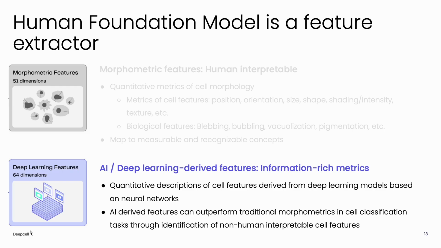Deep learning features are information-rich metrics of cell morphology with powerful discriminative capabilities, but they may not be human interpretable. They are quantitative descriptions of cell features derived from deep learning models based on neural networks. Of note, AI-derived features can outperform traditional morphometrics in cell classification tasks through identification of non-human interpretable cell features. Hence, we have combined deep learning with morphometrics to provide both accuracy and interpretability in a fast and effective cell feature extractor.